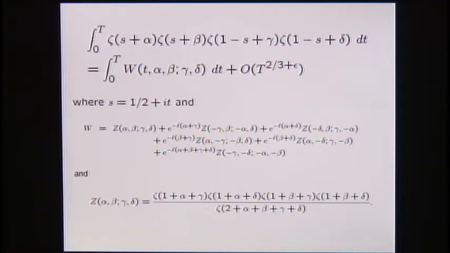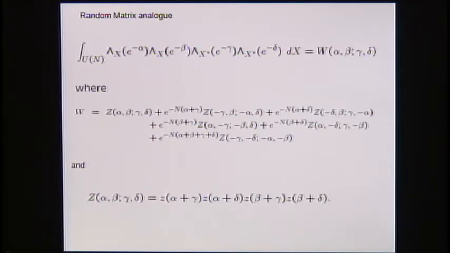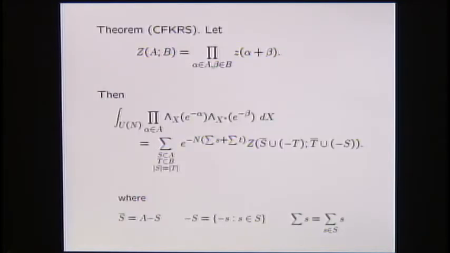And once we realized that this is the form for this fourth moment, and there's a random matrix analog for a fourth moment that looks identical, then we made a general conjecture about moments for the zeta function. This is joint work with Farmer, Keating, Rubinstein, and Snaith. We have a theorem in the random matrix case.